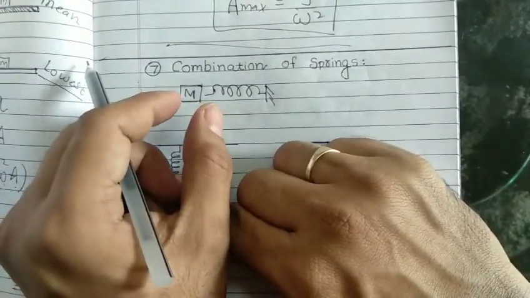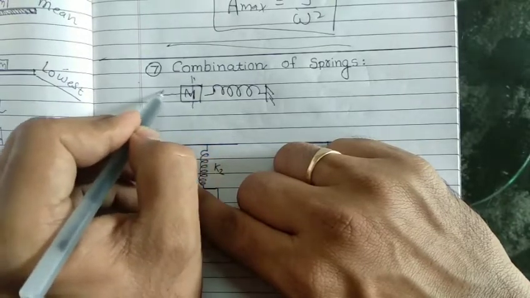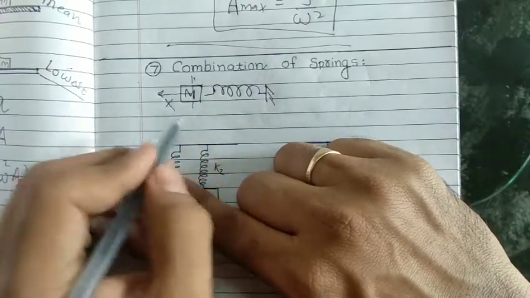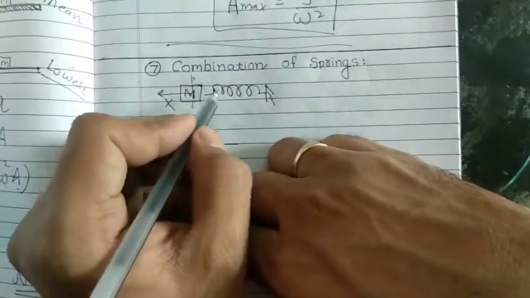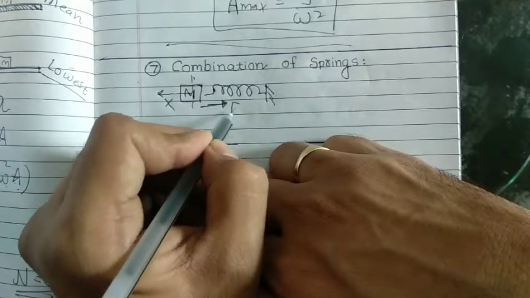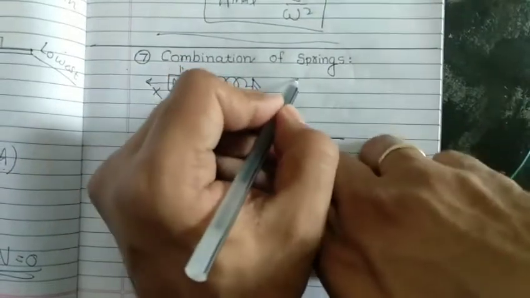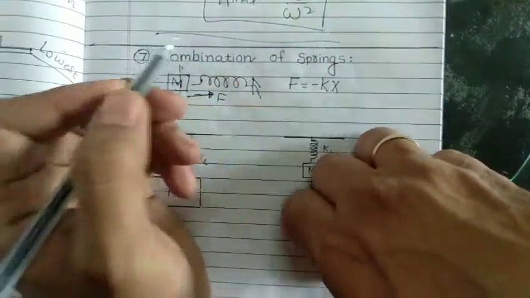Now if you shift this block from its initial position, suppose here if you shift it by x meter, the spring will stretch by x meter, right? When the spring stretches by x meter, the spring will produce a restoring force F. F is the restoring force produced by the spring. This restoring force, you know, is given by minus kx, right?